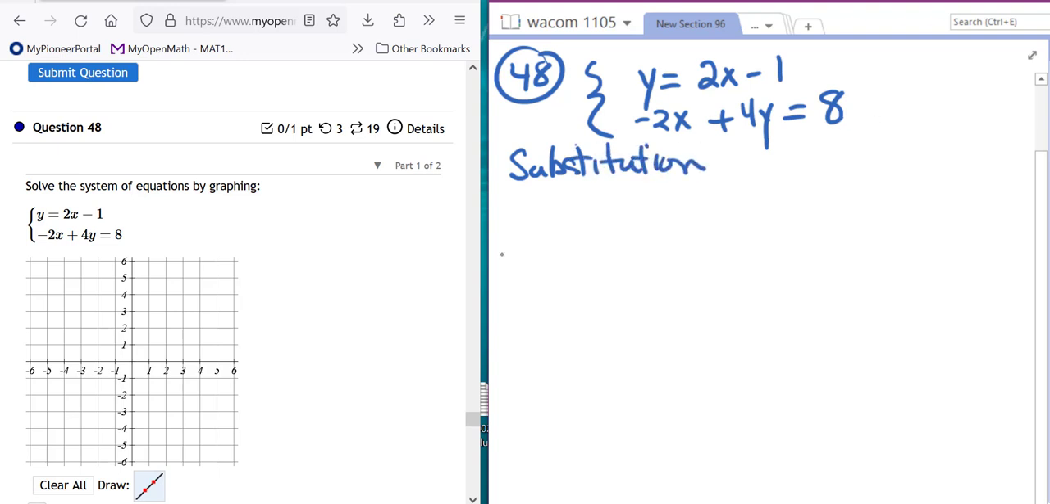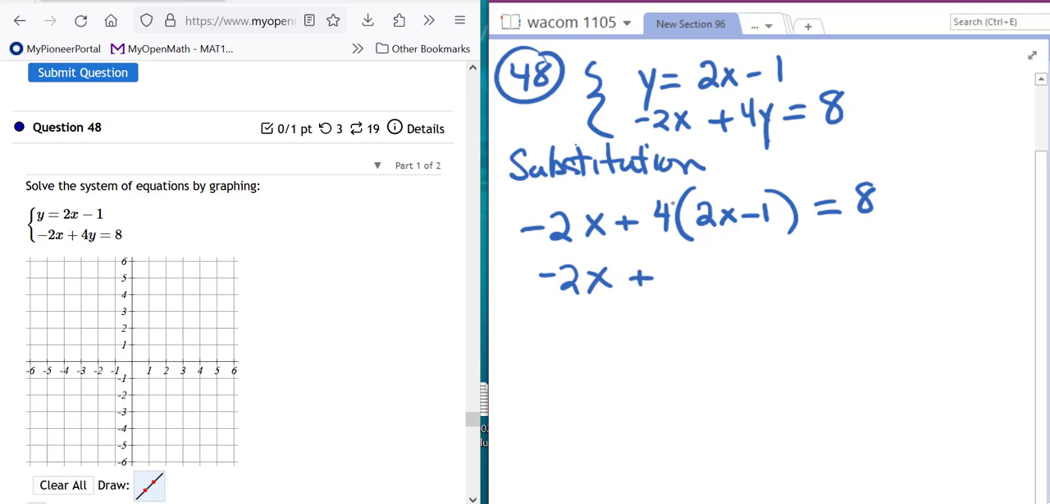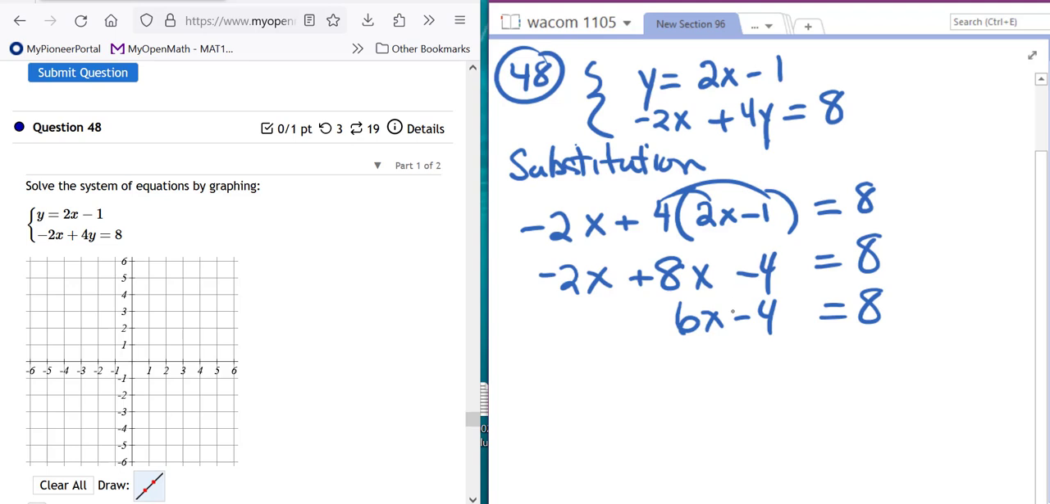Right? And so in the second equation, instead of y, we're going to put 2x minus 1. You need parentheses. And then we put our 8. So we have replaced this y. Right? That gives us one equation in one unknown, which we can solve. All right, so we have 6x minus 4 equals 8. Add your 4, 6x equals 12, and divide by 6. So we get x equals 2.